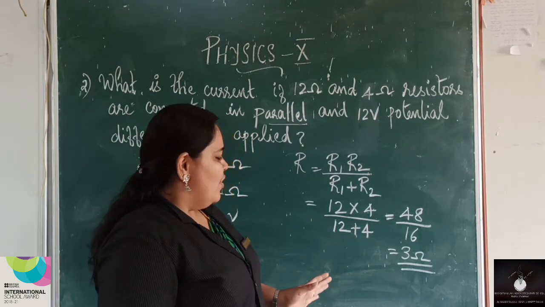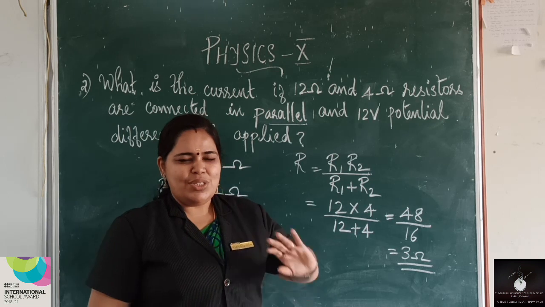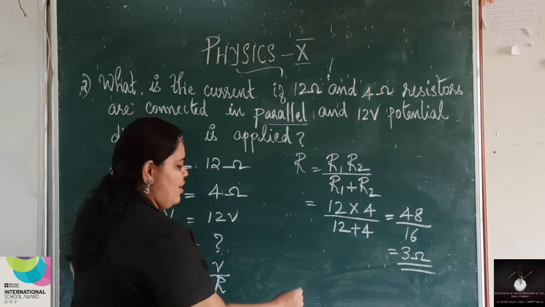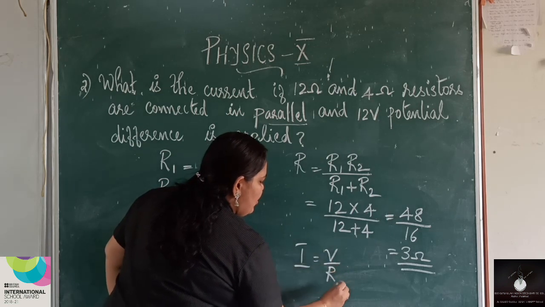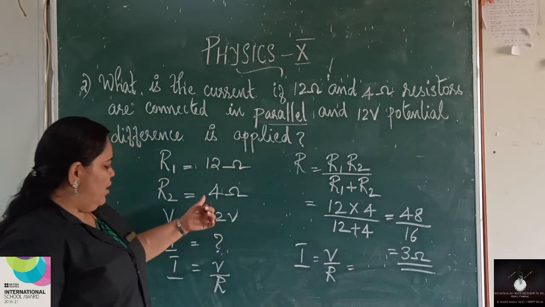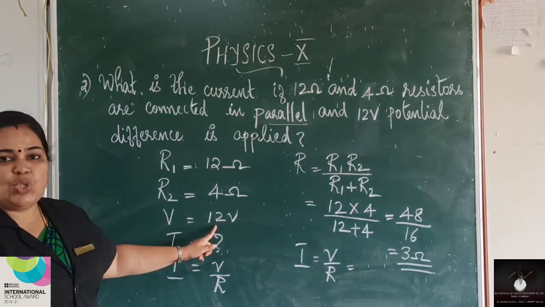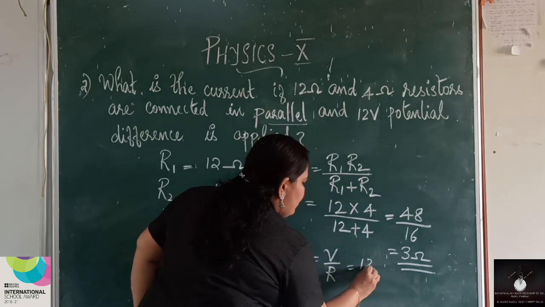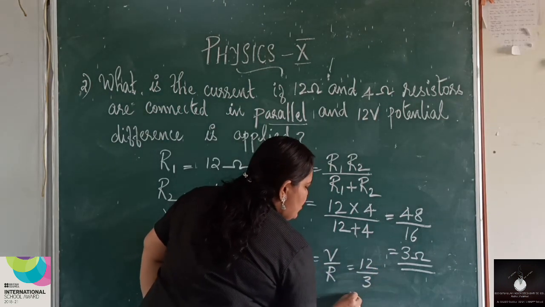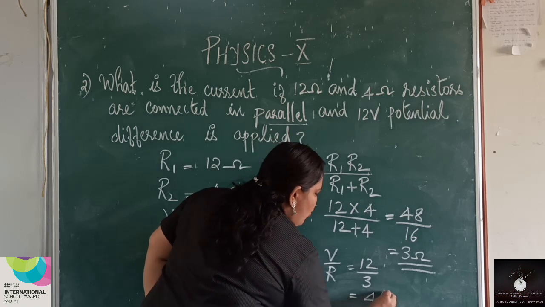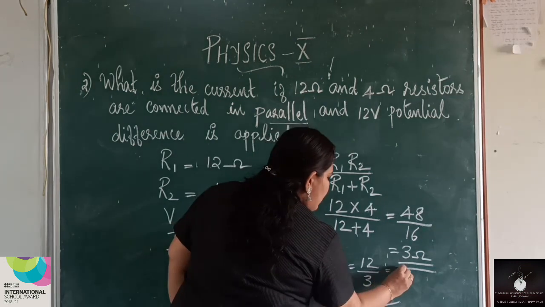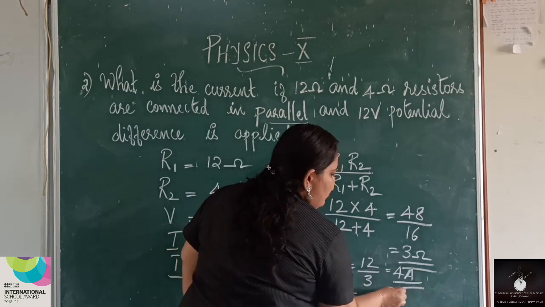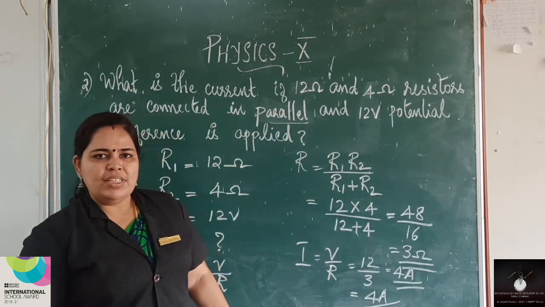Now it is very easy to find out current, isn't it? You have to just substitute in the formula. I is equal to V by R, which is equal to, how much is V? Tell me. Yes, 12. 12 by 3, which is equal to 4 ampere. Okay, it is equal to 4 ampere. Is it clear?